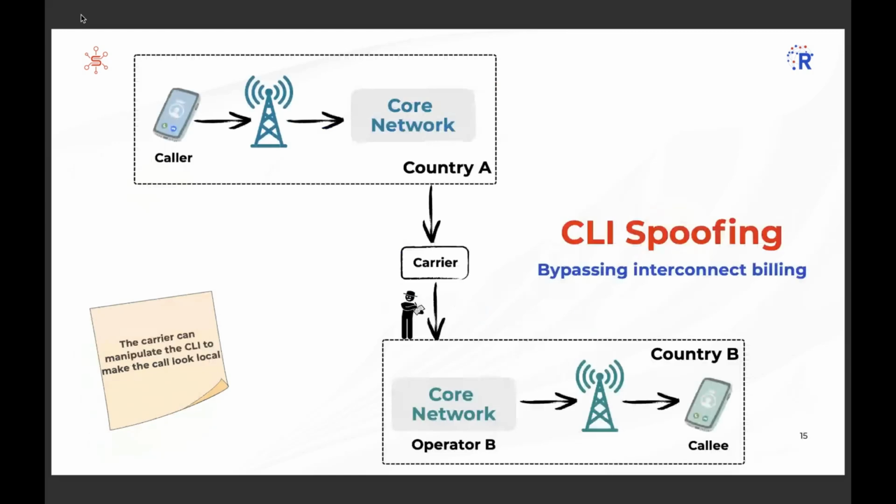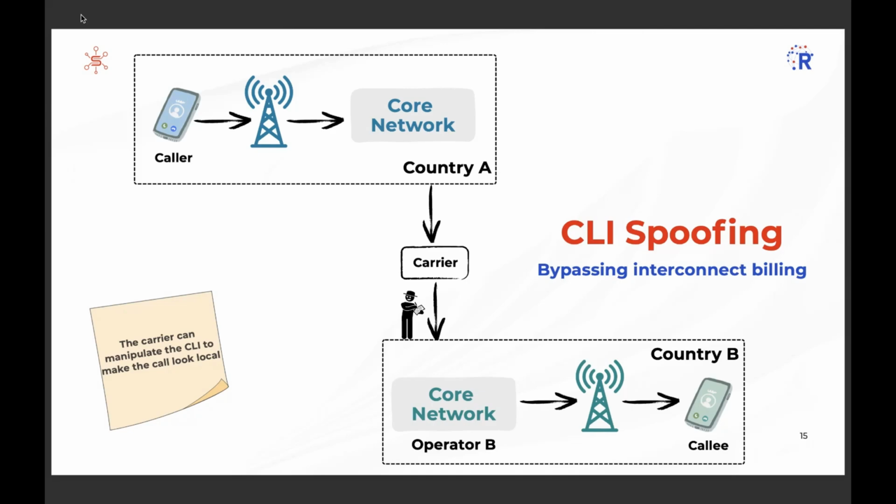Now, CLI spoofing is not just used for social engineering scams. It's also a way to cheat the system in the telecom world, specifically to avoid paying international call charges. So here is how it works. Imagine someone makes a call from country A to country B. Normally that call would be treated as international, and each operator along the way would charge a fee. That's called interconnect billing. But some carriers or middlemen, called intermediary providers, find ways to manipulate the CLI before the call reaches its final destination.